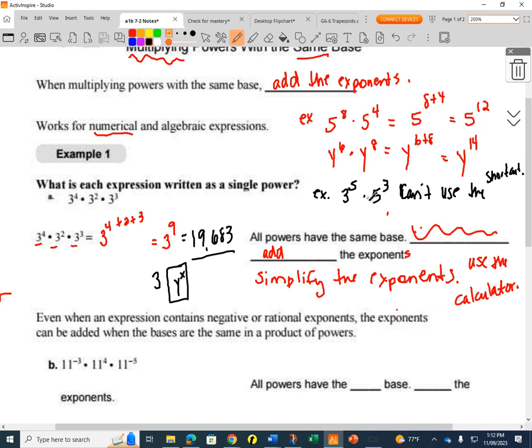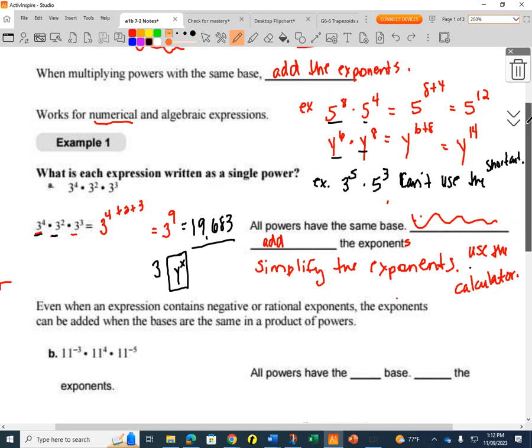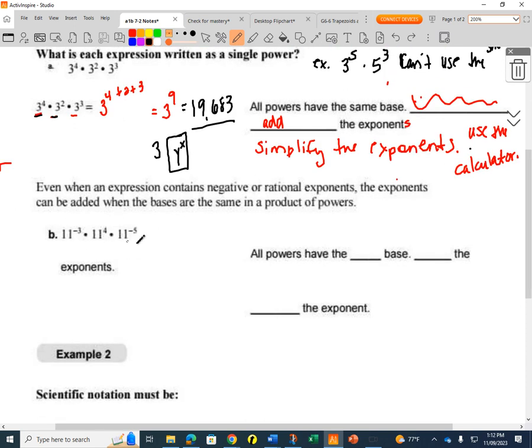So this is a shortcut we've learned, it only works if your bases are like. It does not matter if they're positives and negatives. If all powers have the same base, we add the exponents.